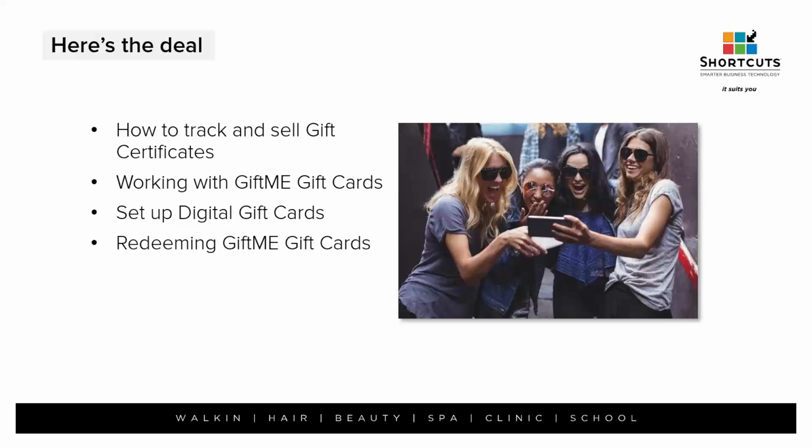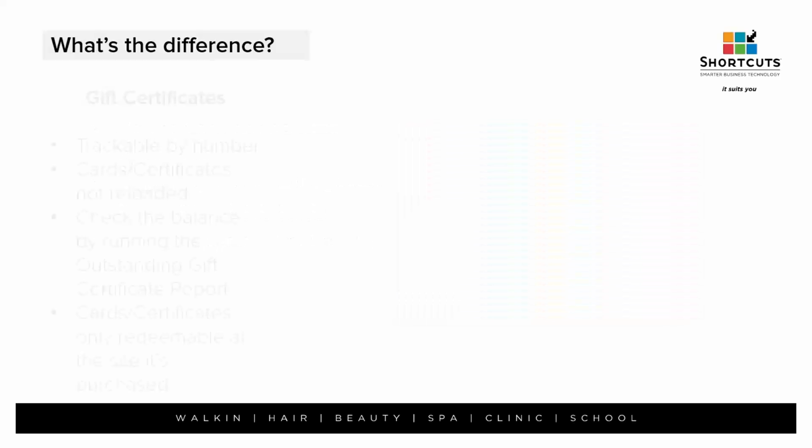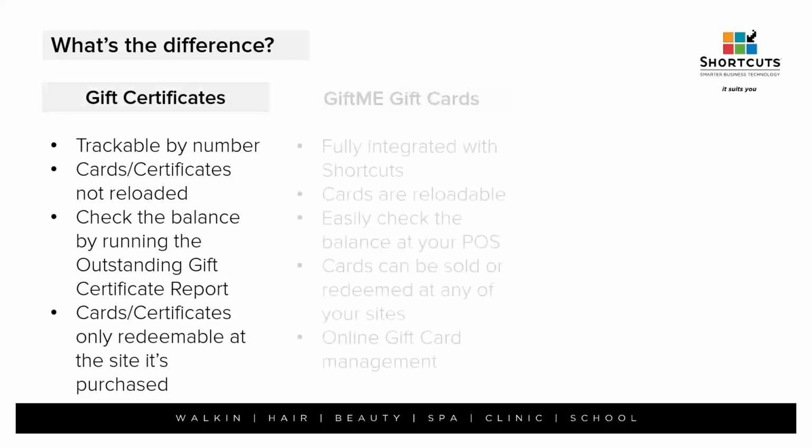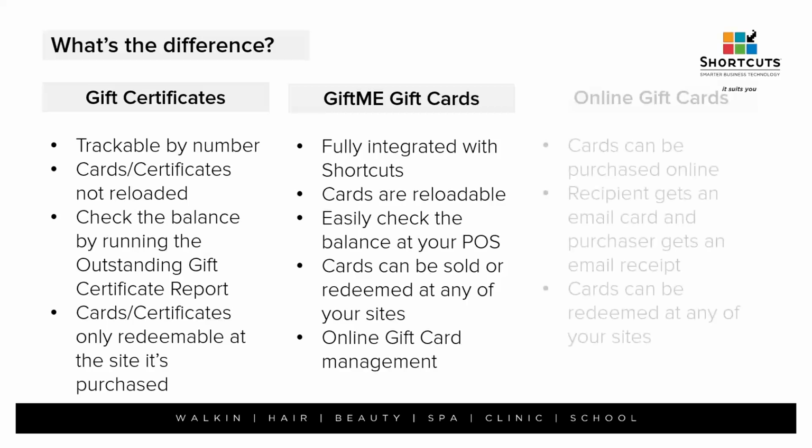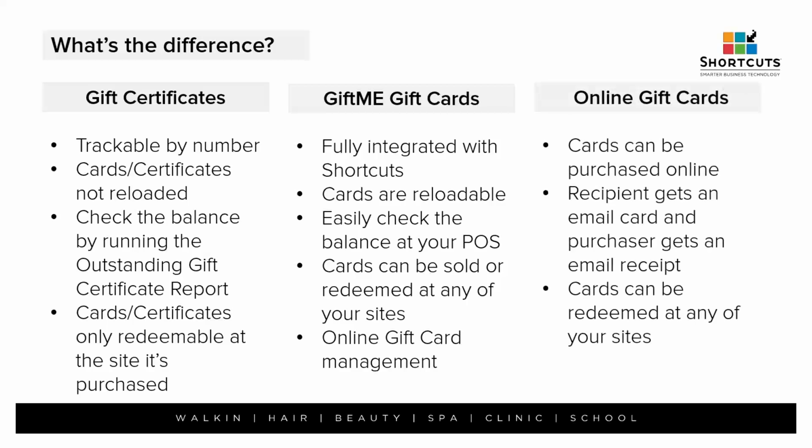So let's look at the differences and similarities between the three types. Gift certificates, again, are the defaults that are already in the Shortcuts point of sale. You can track them. They all have a number that's assigned to them, assigned to their value. They are not reloadable, so you can't add more money to a gift certificate once you sell it. The customer has to use the entire value at some point, or they can just use portions of it until the entire value is depleted.